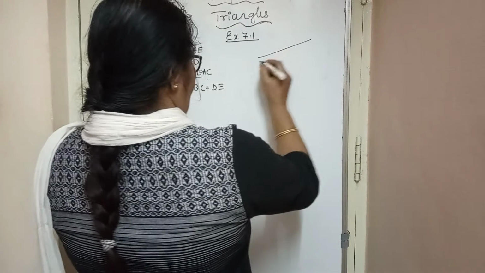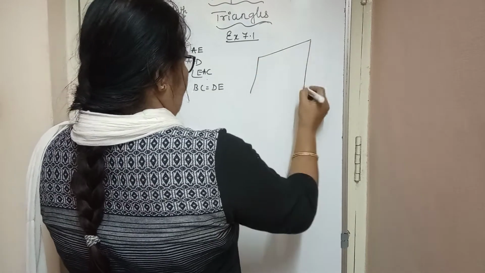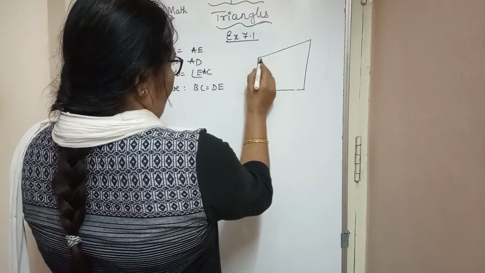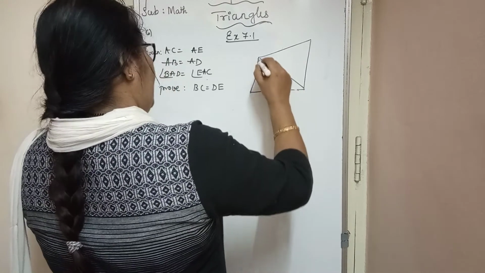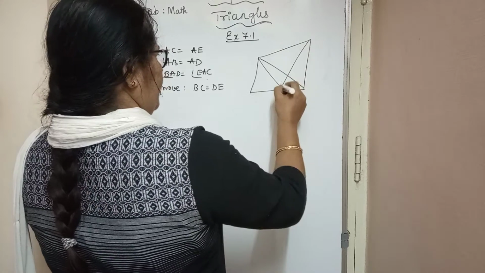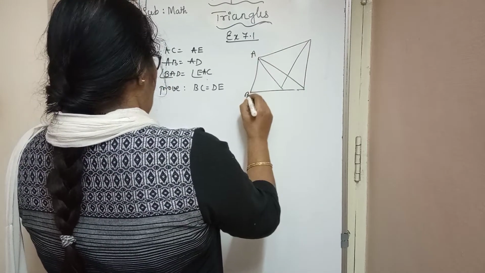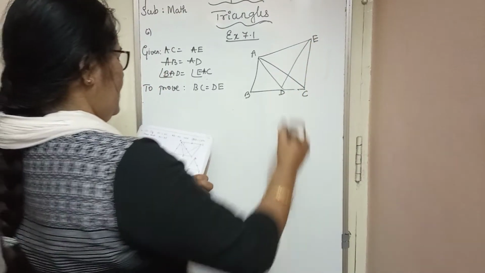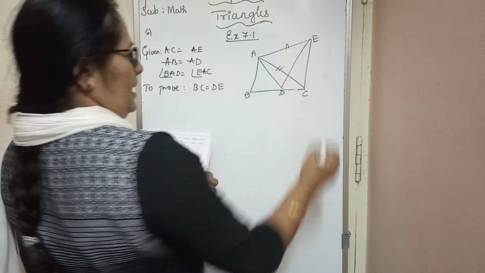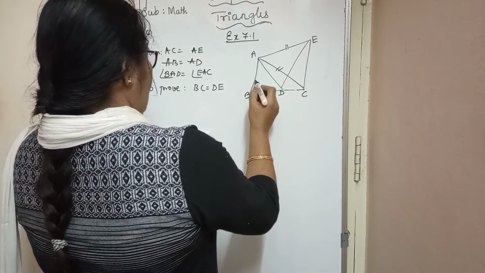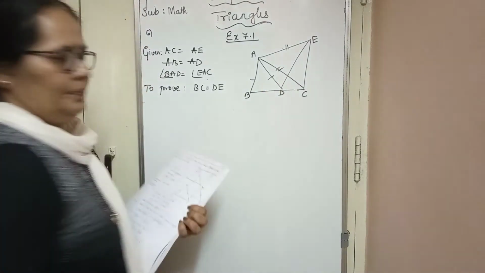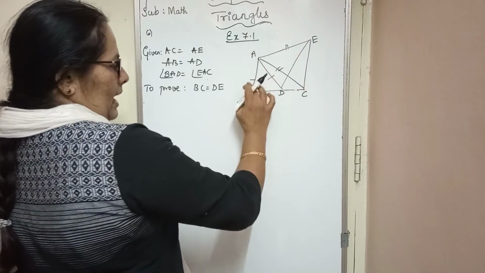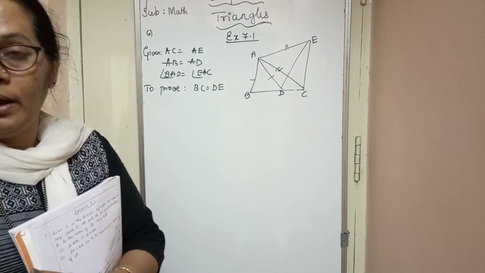And the figure given is, see here, this is one triangle here and one more triangle here. So A, B, C, D, E. Now see here, AC equals AE and AB equals AD. So in this figure, these two sides are equal and these two sides are equal. How can we prove this?